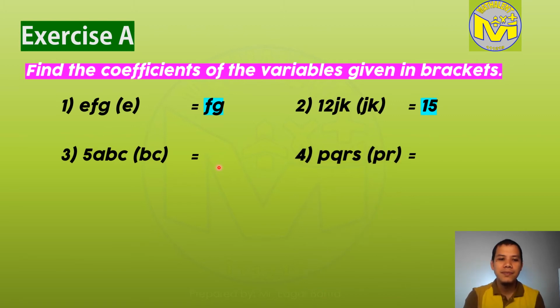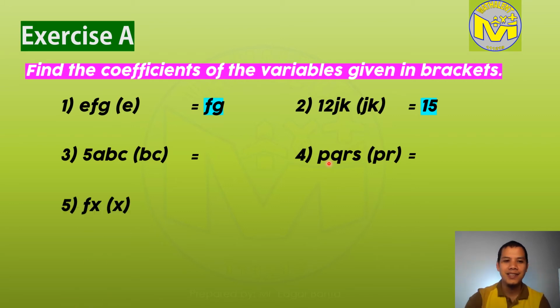Number four. In number four, we have PQRS. In the bracket, we have PR. So what is the coefficient of PR in PQRS? PR. So if I take off or erase P and R, what is left? It is what? Q and S. Good.